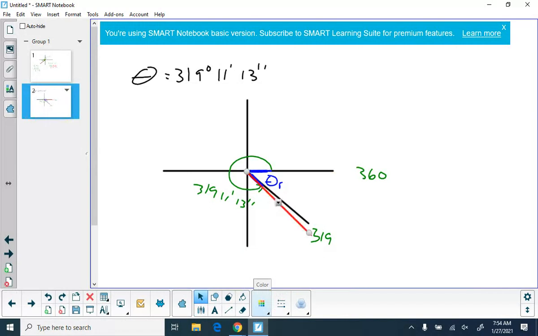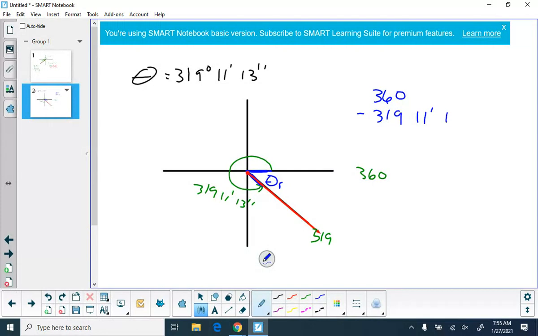Okay, so I'm going from here, it's 319. If I go to here, it's 360. What do I have to do with these two values to be able to find the value of our reference angle? Allison? Subtract them. So we have 360 minus the 319 degrees, 11 minutes, 13 seconds. Once again, if we have place values that are empty, throw in zeros there.